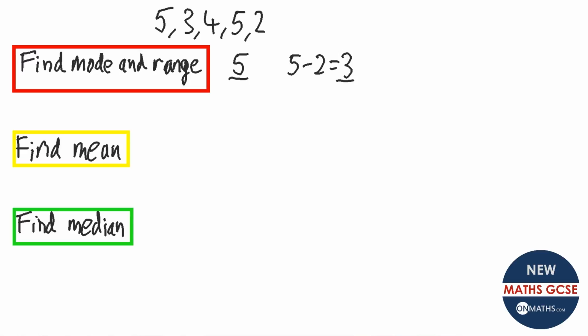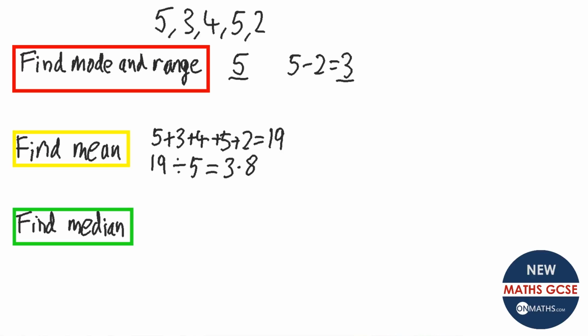Next we're asked to find the mean. Now the mean is when you add up all the numbers and divide by the amount of numbers that there are. So I'm going to do 5 plus 3 plus 4 plus 5 plus 2. And I can use a calculator for that, and that's 19. And then I'm going to divide it by the amount of numbers there are. Well, there's 5 numbers, so I'm going to do that divided by 5. That's going to give me an answer of 3.8.